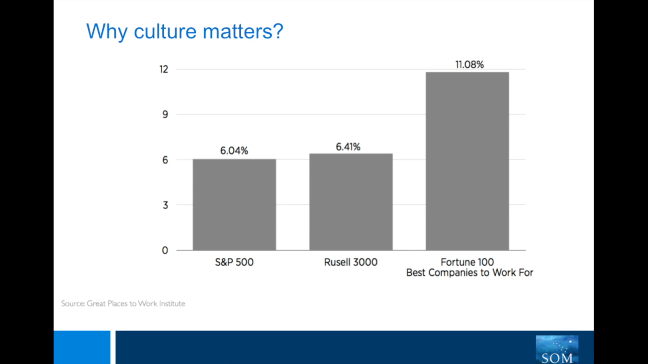So why does culture matter? This chart just gives you a quick view of the returns that S&P 500 companies and Russell 3000 companies, essentially large companies and small companies, have made on the stock market over the last 10 years or so. Then you look at the returns made by companies that were on Fortune's 100 Best Companies to Work For, and you see that there's a big difference. Culture directly relates to performance.